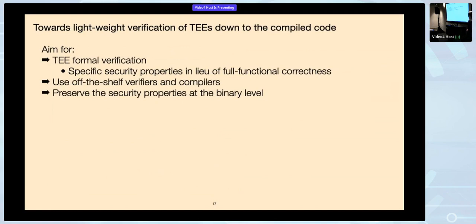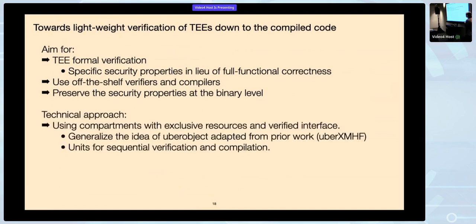So our goal is to have some lightweight verification for TEEs. And we are going to verify just specific security properties, for example, what I told you, like specific properties about the registers or page tables. And we want to use off-the-shelf verifiers and compilers, and we want to bring these properties down to the binary level.